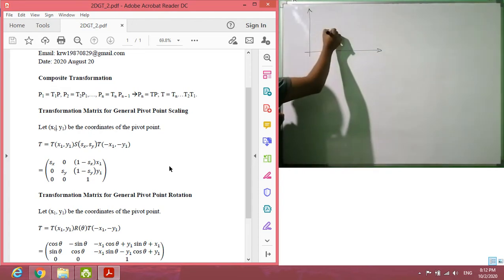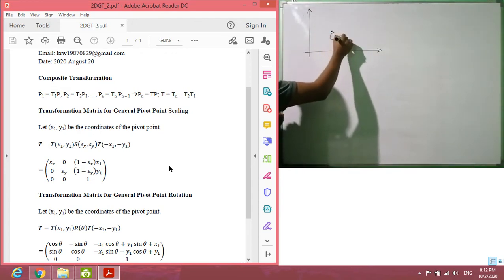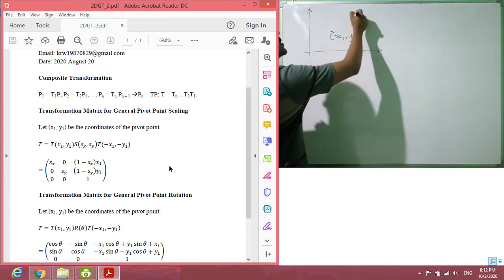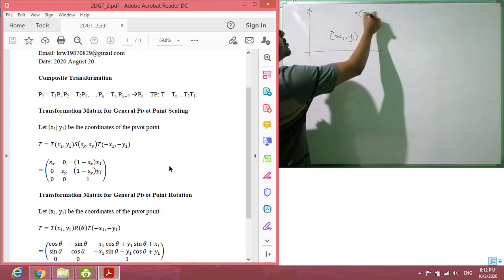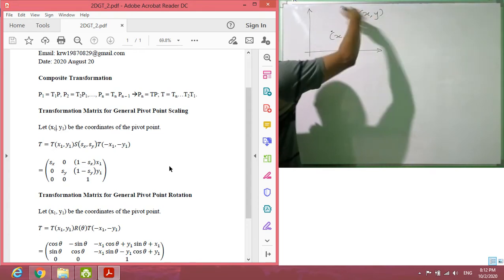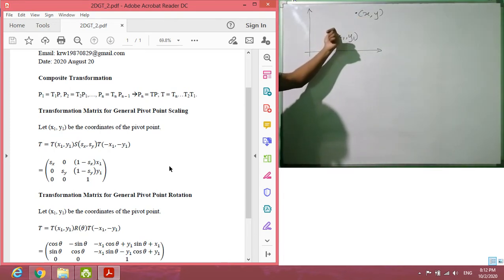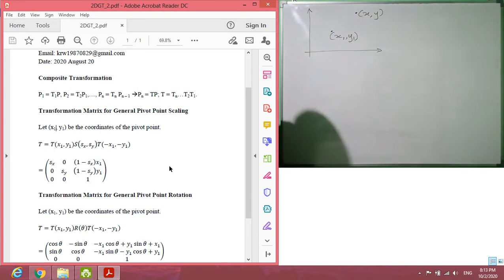Here we have our pivot point. The coordinates of the pivot point are x1 comma y1, and now we have a point. This is the point of our interest. We want to scale this point with respect to this pivot point. Okay, so that's what we have to do.